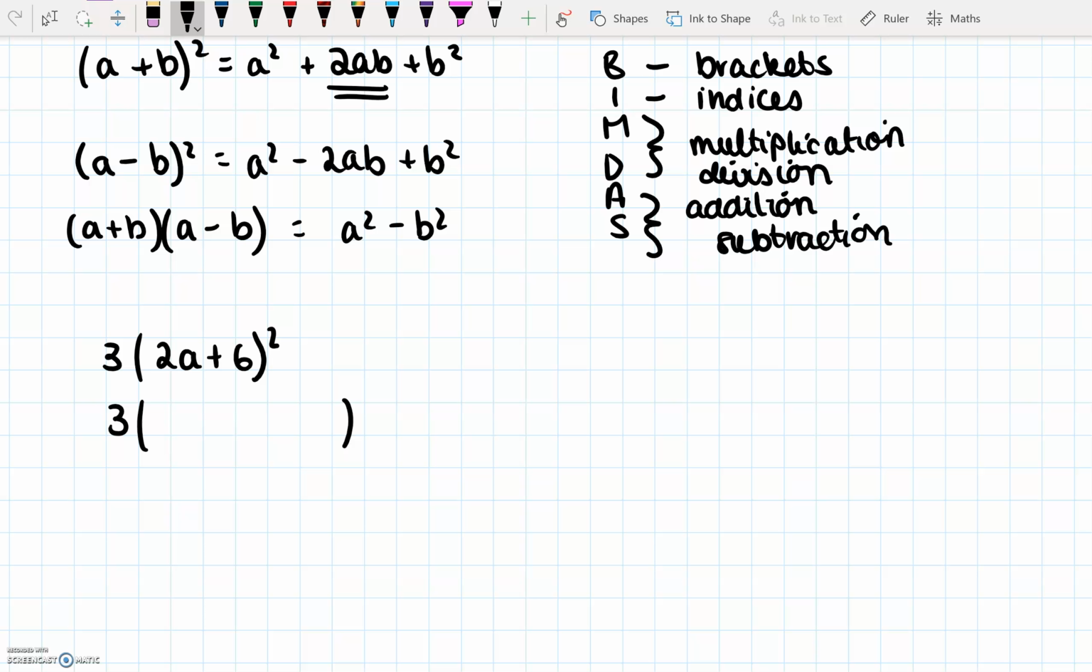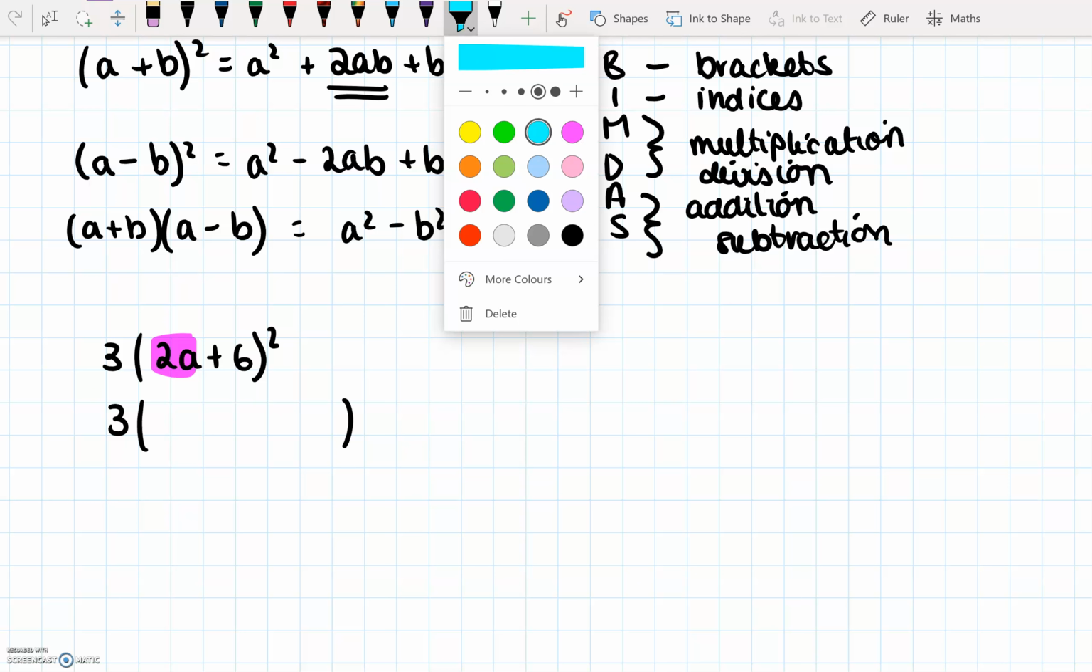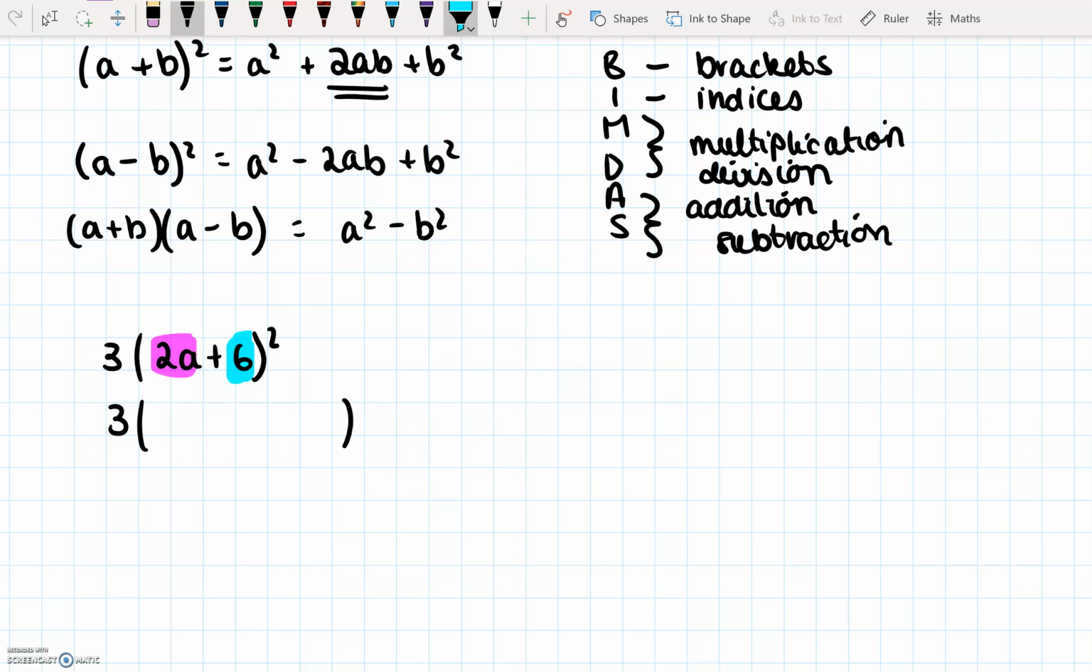Okay, now going up to our perfect squares, we have an (A plus B) squared. So this means we have A squared, which is 4A squared, plus 2 times A times B, so 2A times 6 gives us 12A, and we double that to make 24A. Plus B squared, which is 6, so 36. Alright, and remember that 3 needs to stay out the front. Okay, so we've done our indices. Now in our brackets, again, we can't do anything. We've already simplified that when we did our perfect square shortcut.